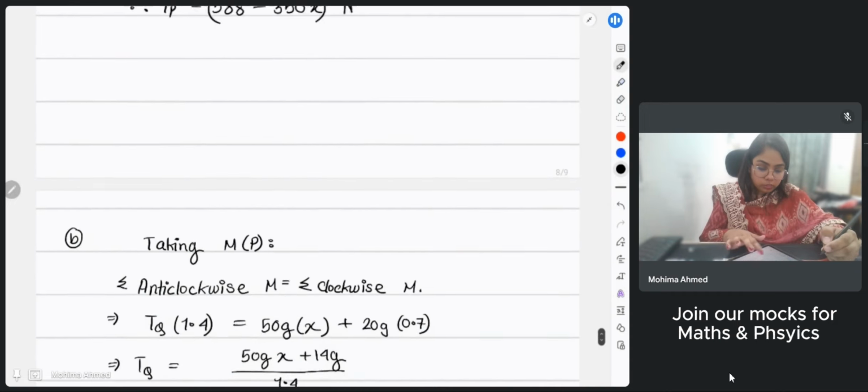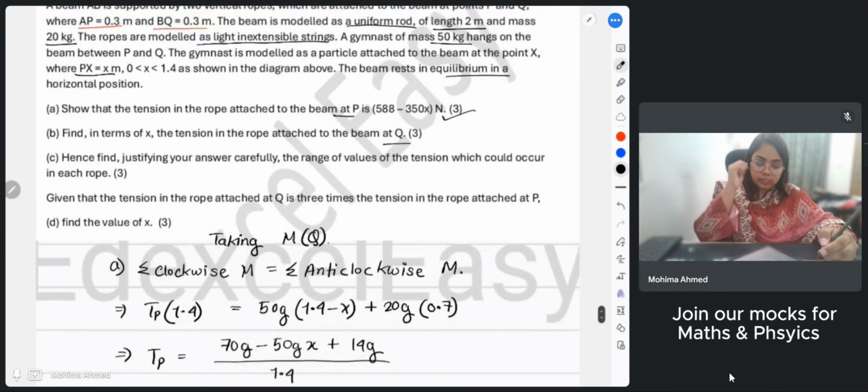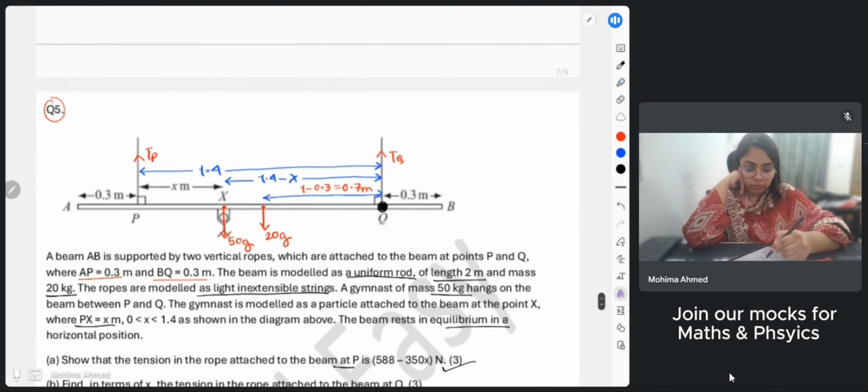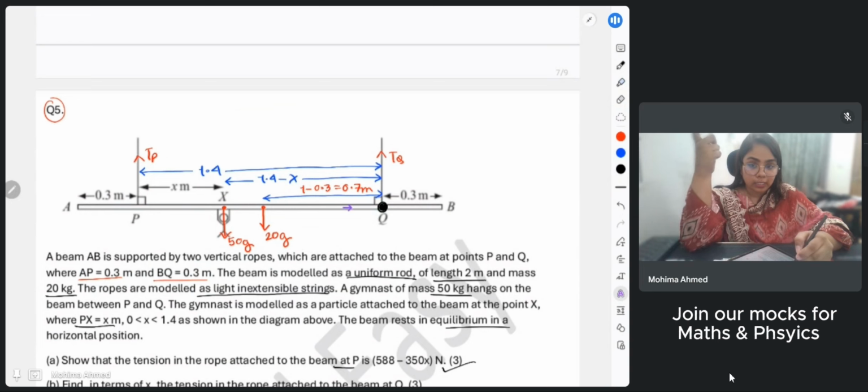For part C, it says hence justify your answer clearly the range of values of the tension which could occur in each rope. Okay, the range of values means that, as you can see, between the value for P and Q, the value was 1.4, right? So the entire length for Px should not be greater than the distance of PQ, because we can clearly see on the diagram that x was in between the points P and Q. So it will basically not exceed the distance of P and Q. It should always be smaller than that distance.